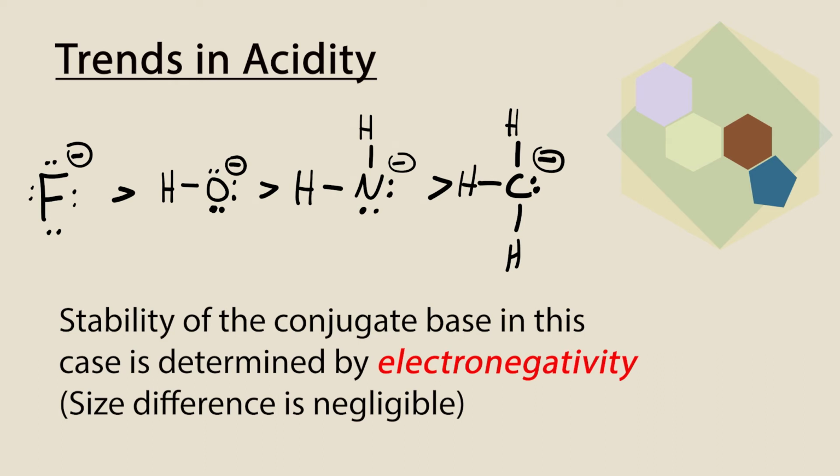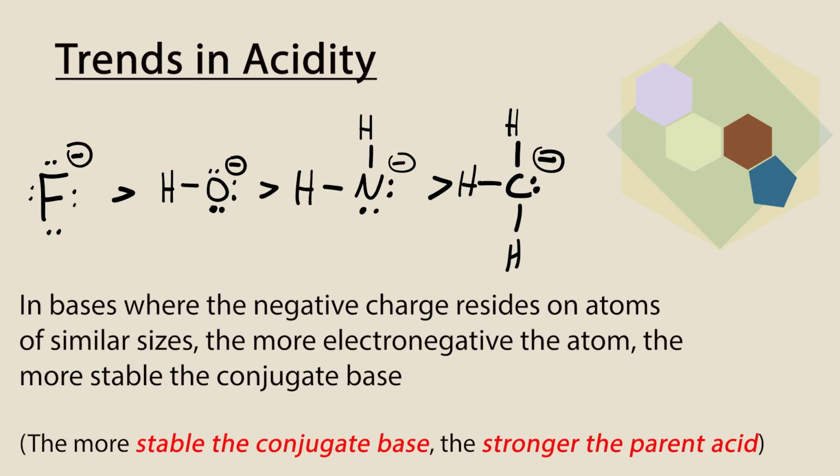Stability of the conjugate bases in this case is determined by electronegativity. In bases where the negative charge resides on atoms of similar sizes, the more electronegative the atom, the more stable the conjugate base. Since electronegativity increases from C to N to O to F, it can be argued that F is the most stable with a negative charge, while C is the least stable in the series.